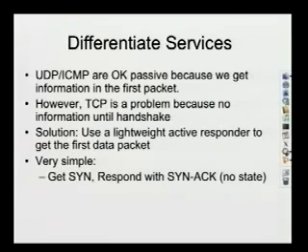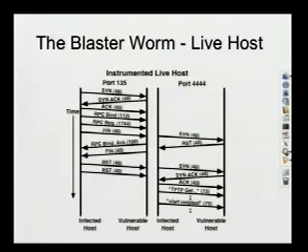However, TCP is a problem because we don't actually see what the application level exploit is until we actually initiate the 3-way handshake. So our solution to this is to build a lightweight active responder to get the first data packet. The solution is pretty simple. We get a SYN, we SYNACK it, and that's generally enough to get enough of the payload to differentiate the threats. So how does this look?